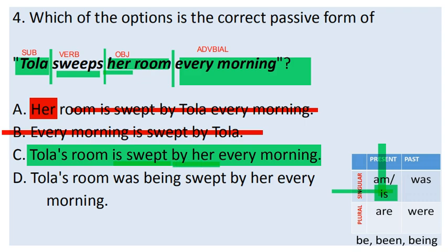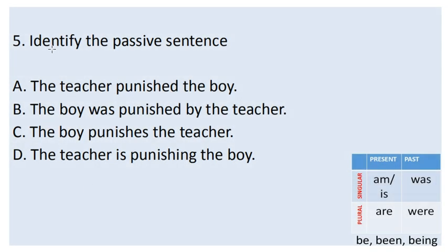Let's go to number 5, which is the last past question we are treating in this video. Identify the passive sentence. A. The teacher punished the boy. B. The boy was punished by the teacher. C. The boy punishes the teacher. D. The teacher is punishing the boy.